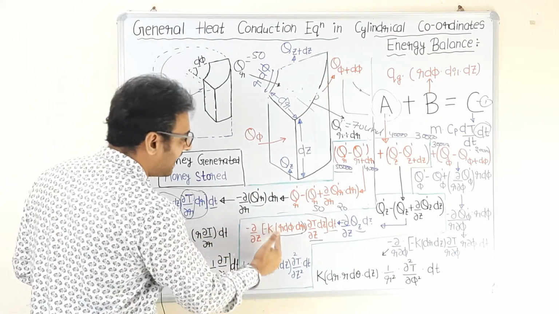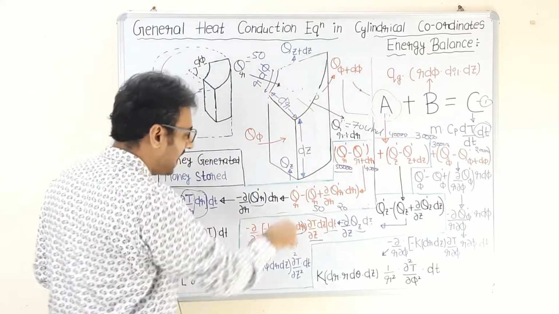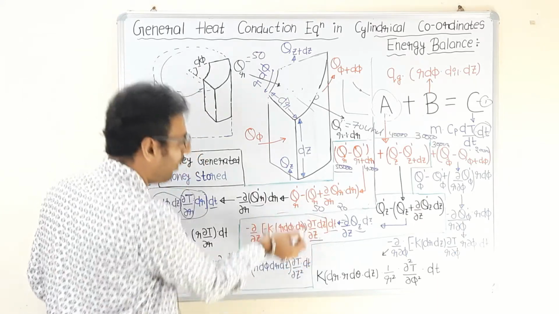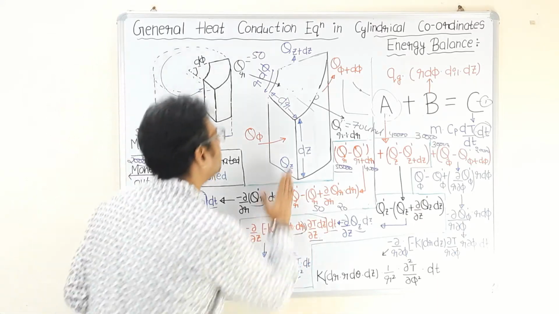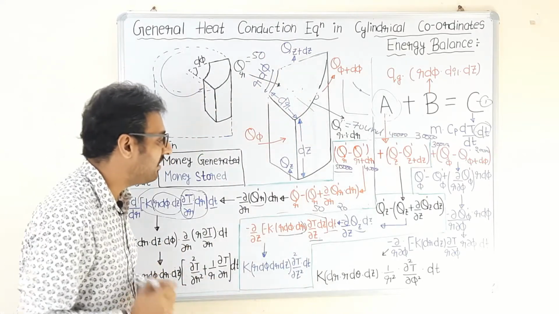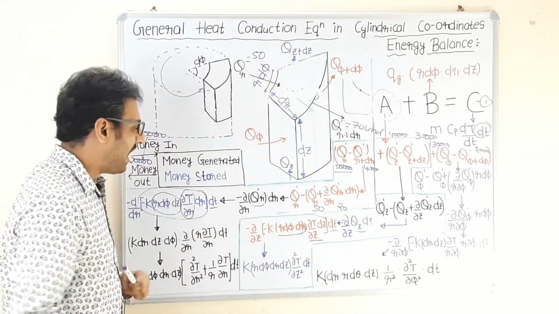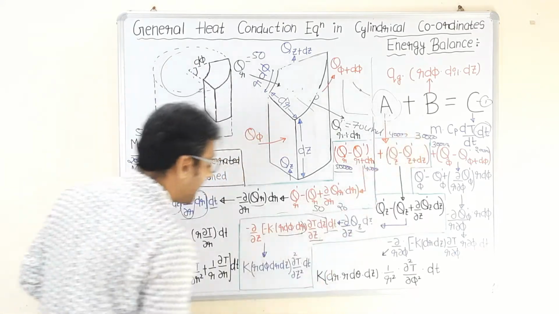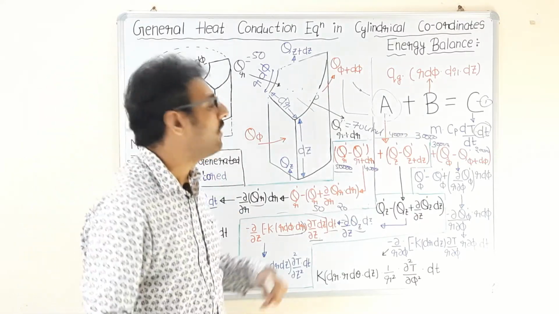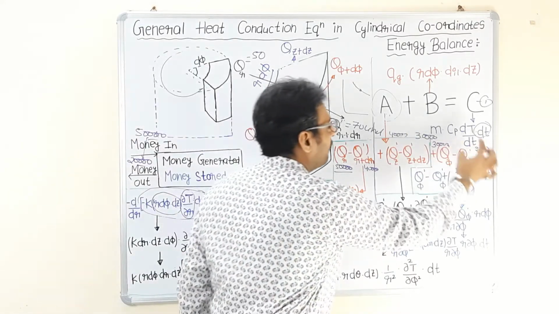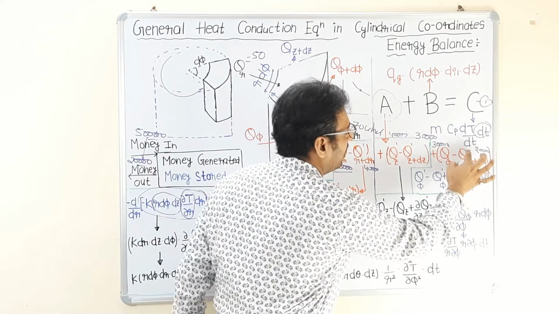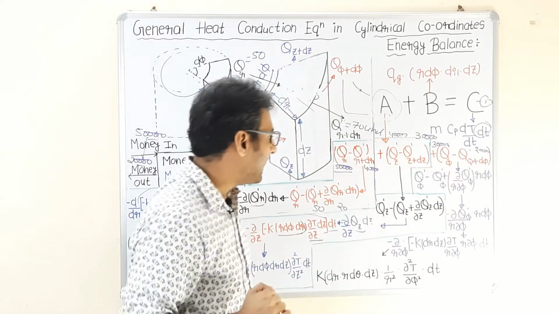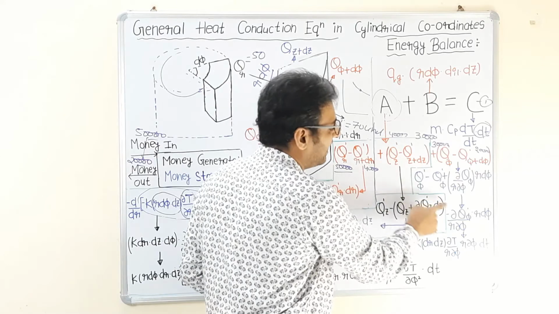So for a rectangle, the area is r dφ into dr, and we take the temperature gradient along the direction of the heat flow, and heat is flowing in the axial direction. So the temperature gradient will be ∂T/∂z. After further simplification, we will get the value of this term like this. Now similarly, we will calculate this term from the Taylor series expansion. This term, q_φ+dφ, can be written like this, and after these two terms cancel each other, we will get this.